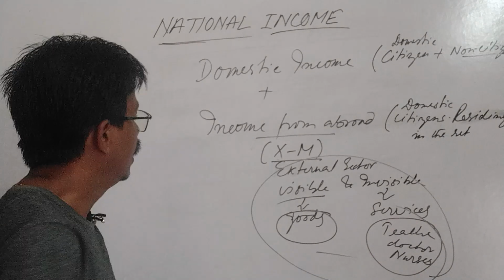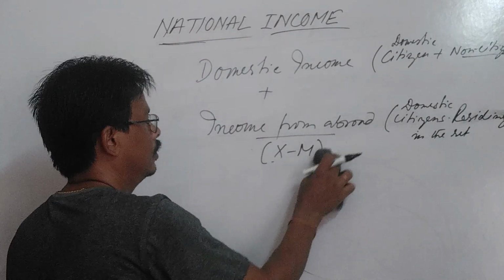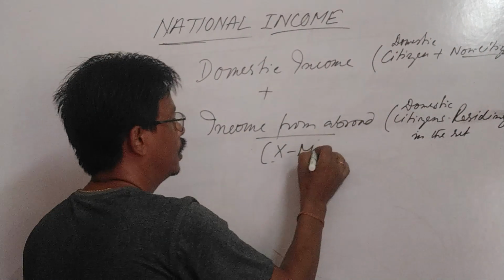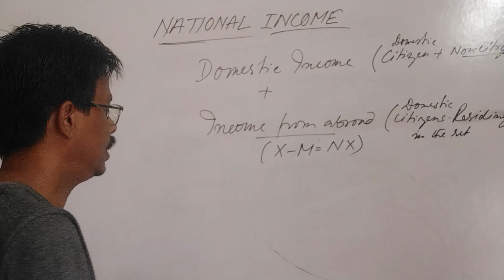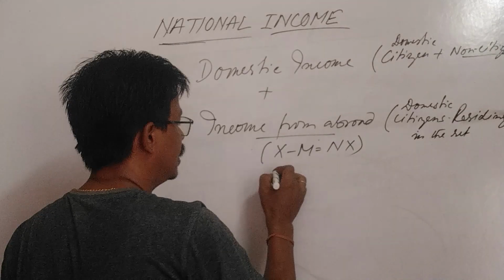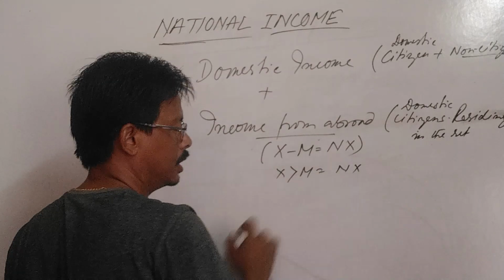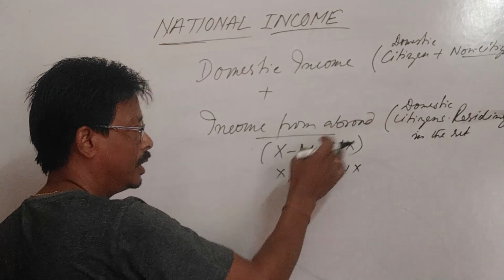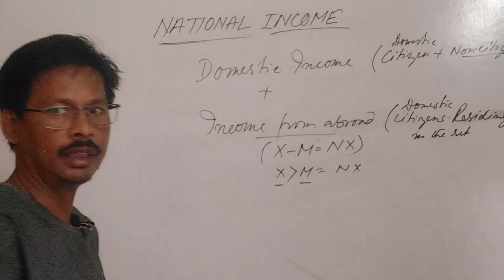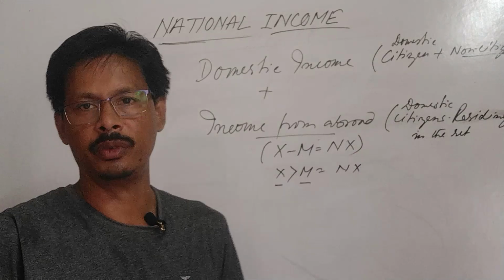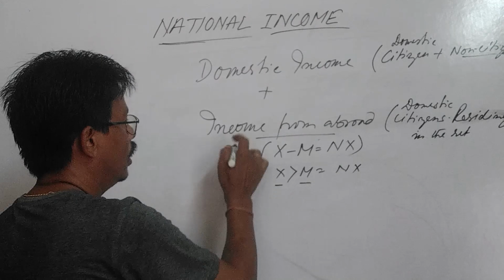So in short, it may be called net exports. After subtracting import from export, what remains is net exports. And every economy prefers to keep net exports positive. When our export is greater than import, then only the export and import will be favorable for an economy. This is the simple account of income from abroad.